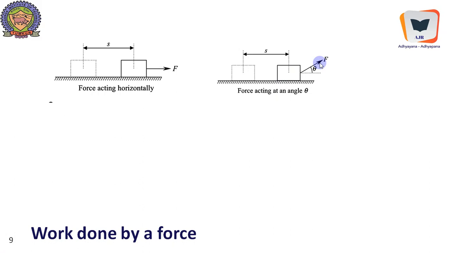Because the component of F, that is F sine theta, is not sufficient to lift this particular block upwards. But anyway, the horizontal component is effective in pulling this block horizontally on the floor. Therefore, the distance moved here is again S. In both cases, work equals F into S, and here it is F cos theta into S Newton meter. Therefore, the unit of work is Newton meter.